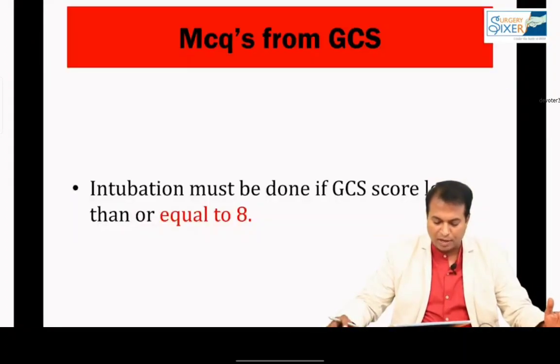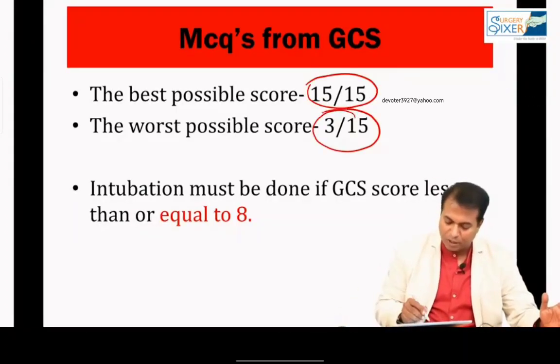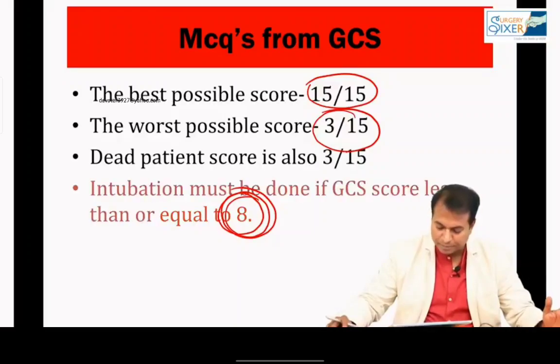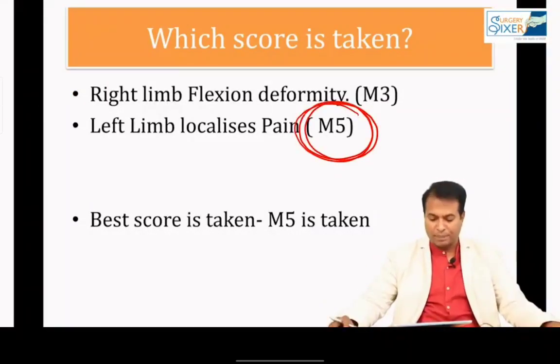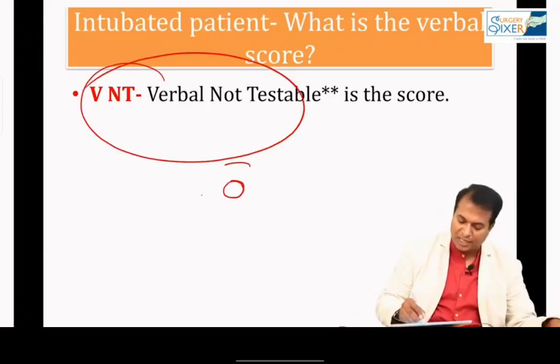And GCS, please don't forget what I told you. The best score is 15. The worst score is 3. Intubation must be done for a score less than or equal to 8. On this point, when there are 2 different scores in 2 different limbs, take the best score. The best score is taken for 2 different limbs. VNT is for an intubated patient, 0 points given for them.